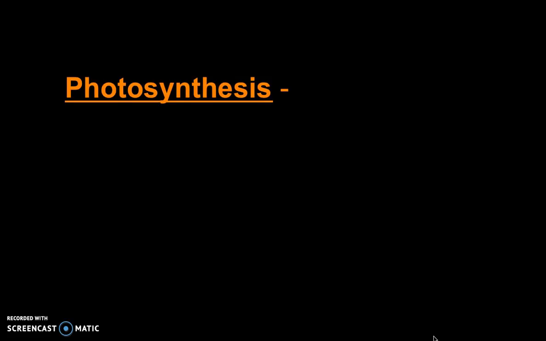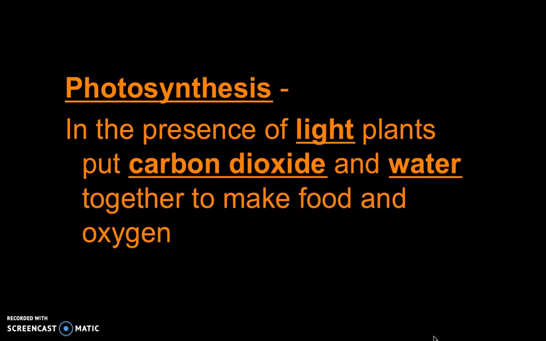Photosynthesis. We just kind of talked about photosynthesis in the food producers lab, which we just did. It is when there is light. So in the presence of light, plants use carbon dioxide and water to make food and oxygen. Plants do this by taking sunlight into their chloroplasts, it hits the chlorophyll, and it makes their food.